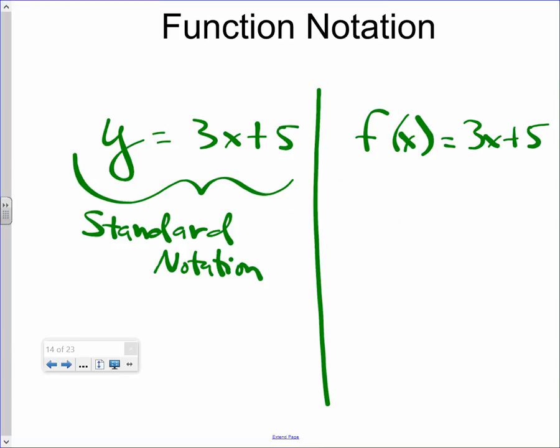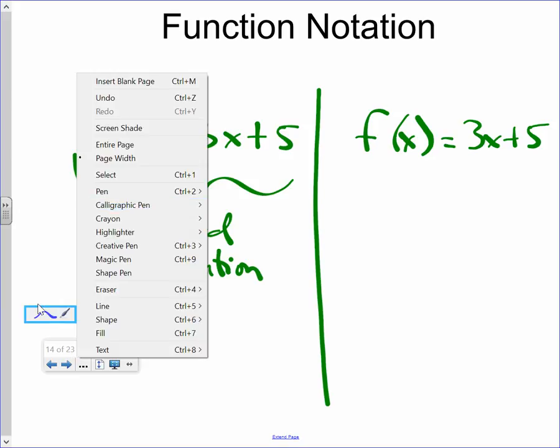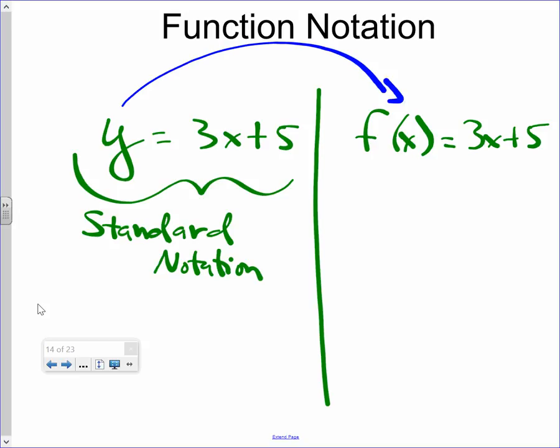Dependent variable. Go to the right and put an arrow from the y variable to the f of x. Dependent variable. So y becomes f of x. Okay? Y becomes f of x, because y is a function of x. And let me explain. Just go and write that for now.